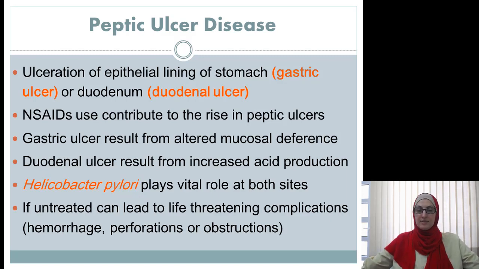The incidence of this condition has been increasing because of NSAID use, and what happens is that the natural defense mechanism against the ulceration in the stomach is overwhelmed, or the lining that protects the stomach fails, and this would lead to ulceration. For duodenal ulcer, the reason is again the acidity.